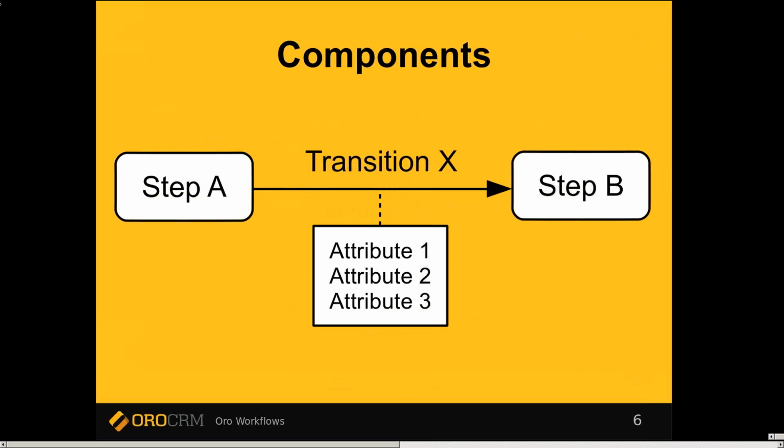This schema demonstrates how these components interact with each other. So we have transition X that leads us from step A to step B. And on this transition, we may enter three attributes: attribute 1, attribute 2, and attribute 3. But that's not all the components. Now we have two additional components.